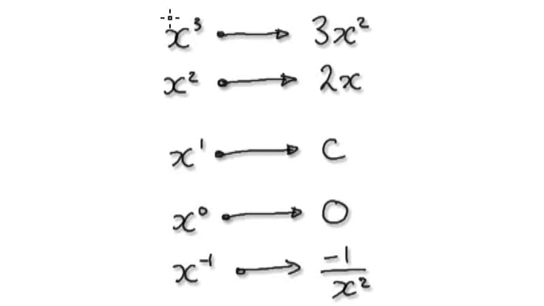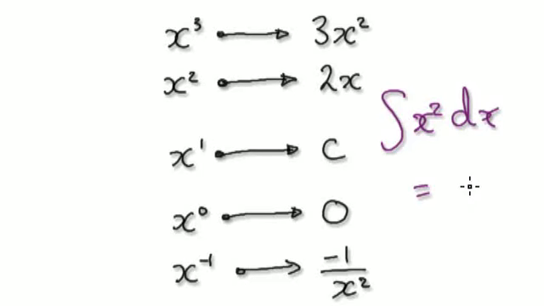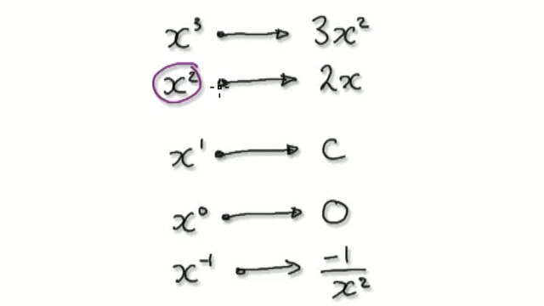If you start with x to the power of 3 and differentiate it, it will give you something in the form of x squared. If you start with x squared and integrate it, it will give you something in the form of x to the power of 3. So for example, if you integrate something like this, the answer will be something containing x to the power of 3. Now, if you start with x squared and differentiate it, it will give you something in the form of x.